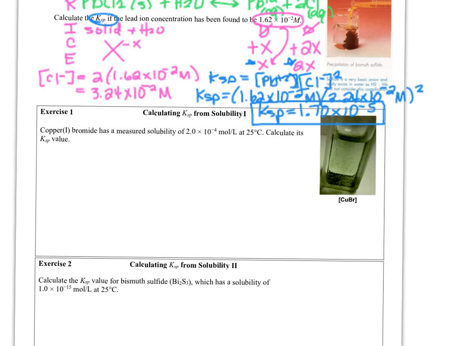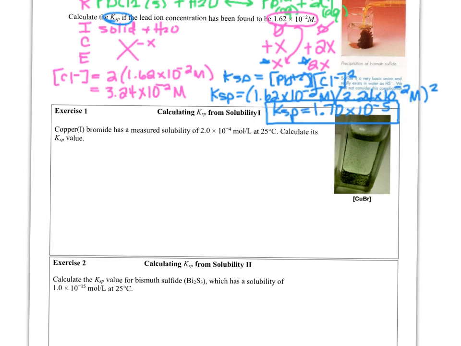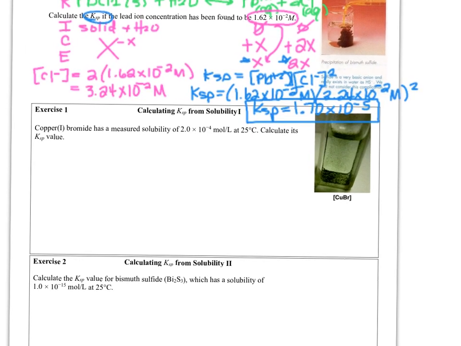Okay, so let's try another question. In this next question, we're calculating Ksp again from solubility. So it says copper(I) bromide has a measured solubility. When it says its solubility is something, what it's telling you is what X is. So whenever it says the solubility or the molar solubility, that's X. That means that's how much it dissolves, right? Because solubility is the amount that dissolves, right?